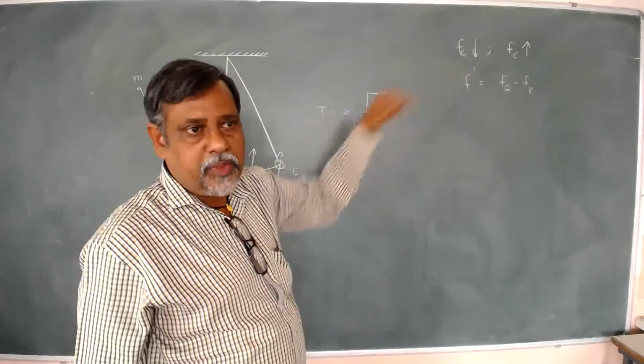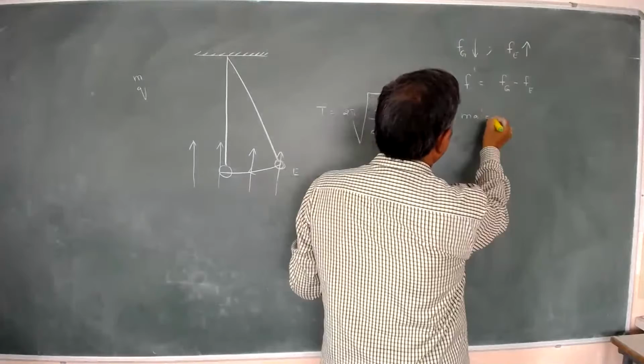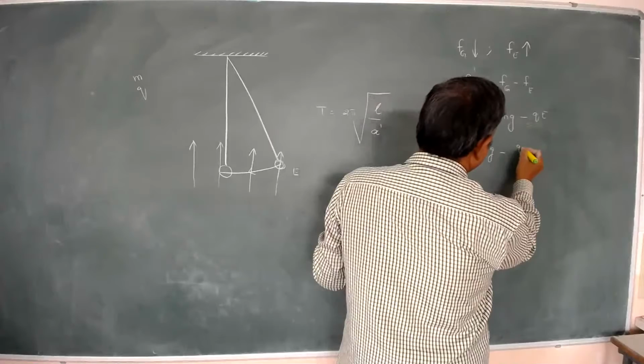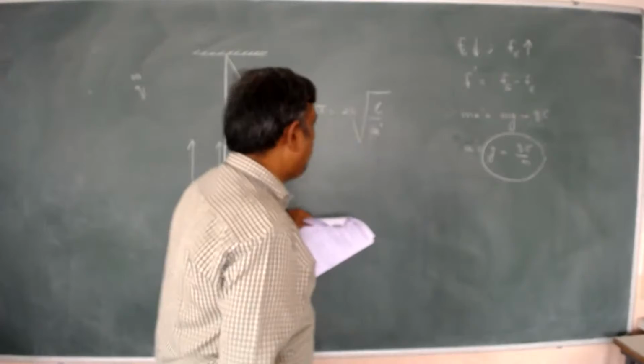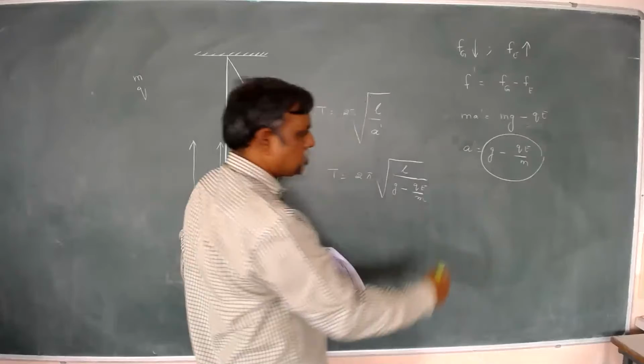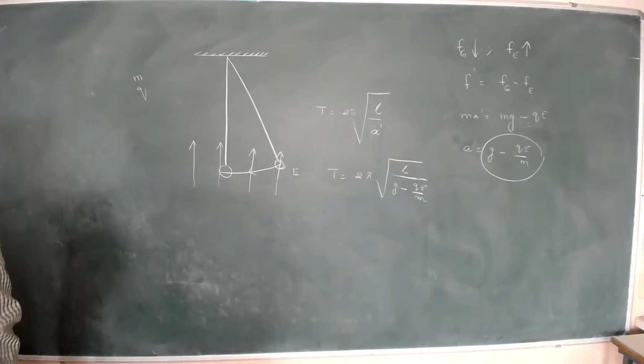So F dash, that is mass into a dash, is equal to mg minus qE. Therefore a dash is equal to g minus qE by m. So this is the acceleration. Therefore, the time period becomes 2 pi under root L by (g minus qE by m). So this is the time period of the simple pendulum in this case.